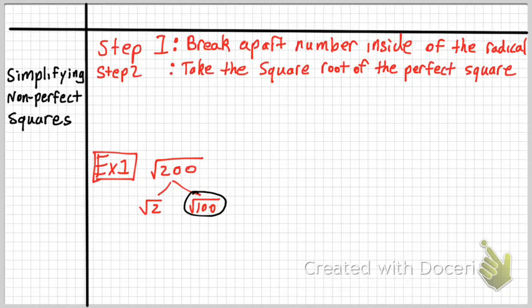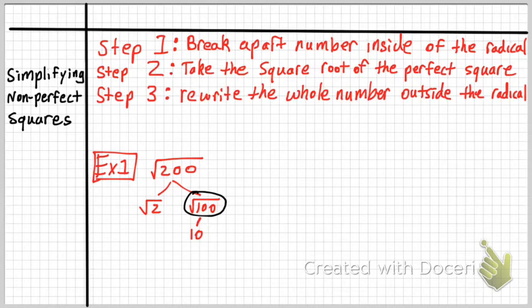Then my second step is going to be to take the square root of the perfect square that has appeared. So obviously we found that it was the square root of 100, and that's going to become 10. Alright, and then our third step is that we're going to rewrite the whole number outside the radical. So we have our whole number here, and then we have what's left underneath the radical here. So we have 10 square root 2. So the square root of 200 is the same thing as 10 square roots of 2.